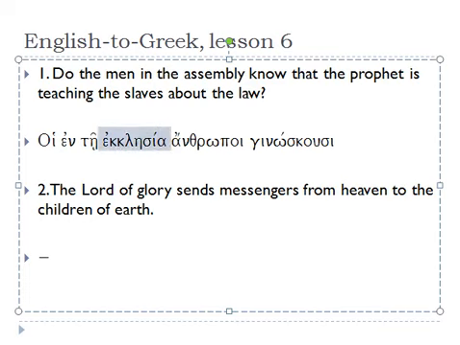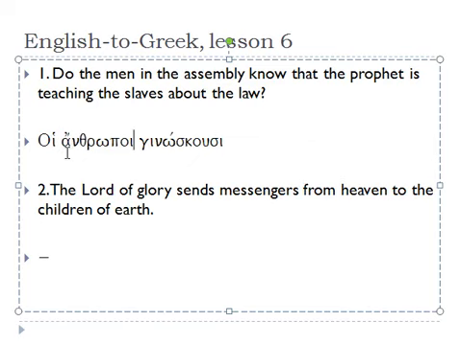Or we could put it in the other attributive position. You see what we're doing? We're treating a prepositional phrase as an adjective, putting it in attributive position to show that it describes the men, or the people. Which people? The people in the assembly. We could also do that: hoi anthropoi hoi en te ekklesia ginoskousi.